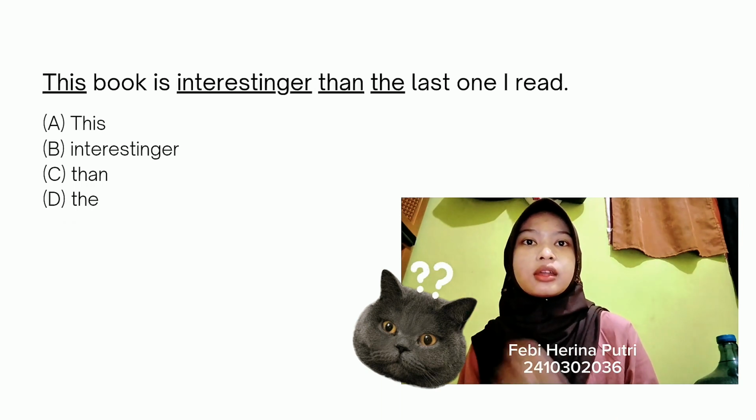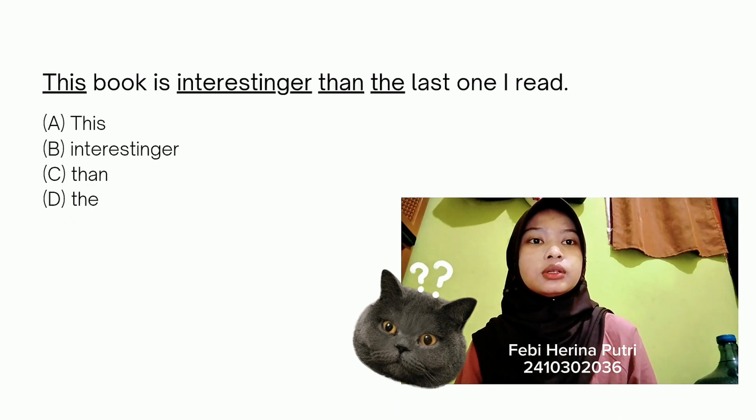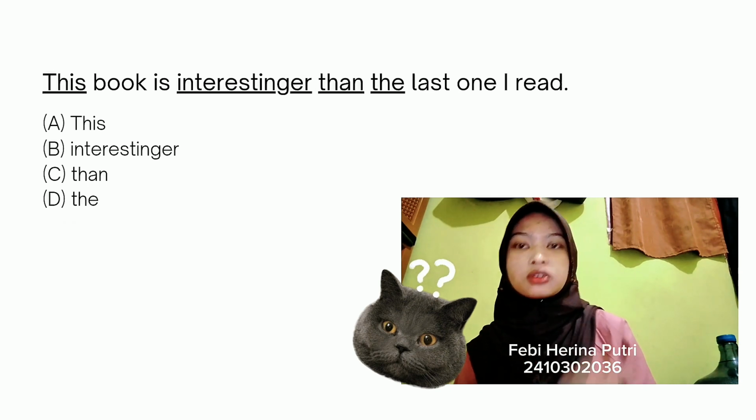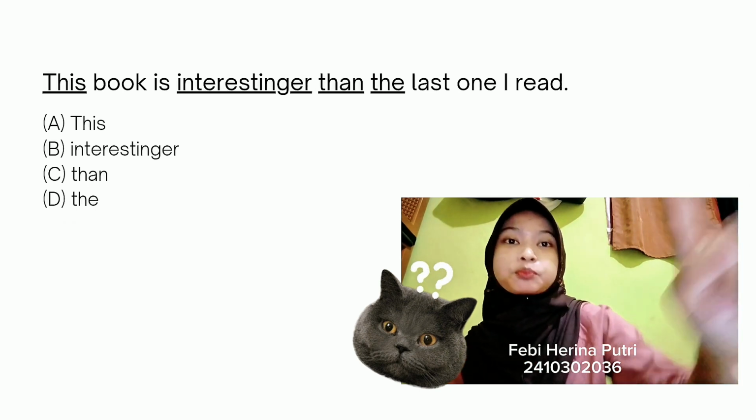So the question is, the book is interestinger than the last one I read. There is than in the sentence, which means this is a comparative sentence. So than is the signal word.